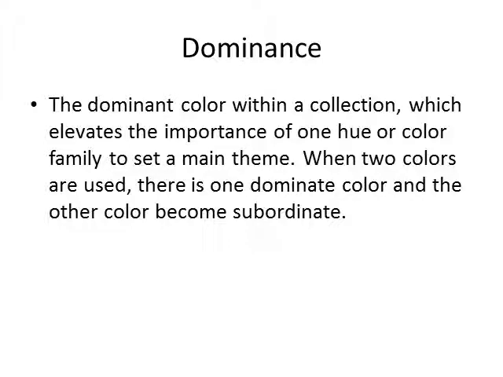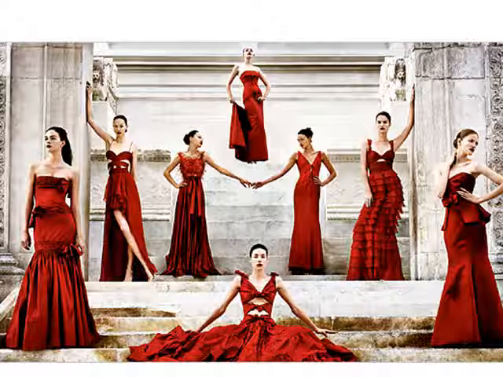So I've got an example here of Valentino, and it's very obvious what the dominant color is here. But with Valentino, if you want to look for some other collections, you'll see a lot of black and white, and sometimes the black will be more dominant, sometimes the white will. But you'll also see collections that have a very clear dominant color and then a very clear subordinate color. But that color scheme will still be called dominant, even though they're two colors.